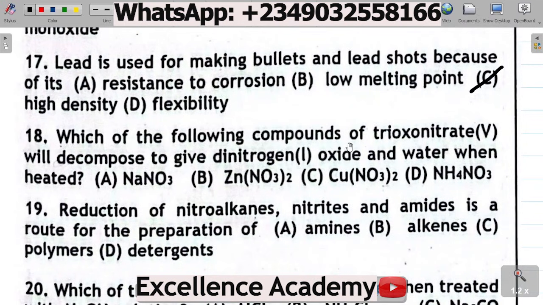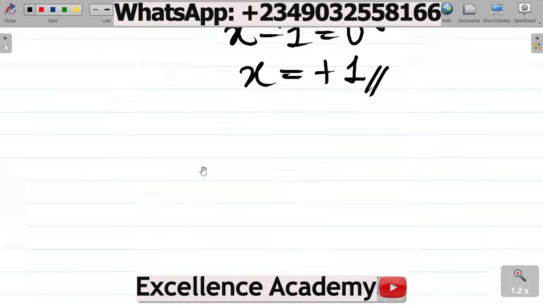18 says, which of the following compounds of trioxynitrate 5 will decompose to give dinitrogen 1 oxide and water when heated? You have option A, you have option B, you have option C, and you have option D. Now, for this question there, the correct answer there is D, ammonium trioxynitrate.